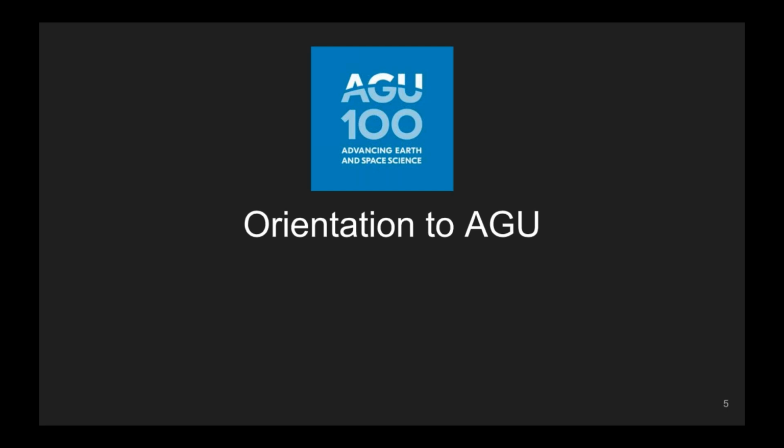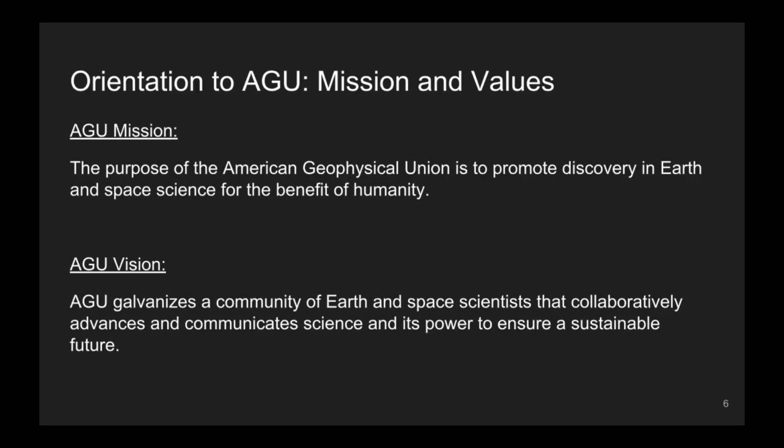And so now our first section, just to orient everyone to AGU. So to start, AGU has a set mission. The purpose of the American Geophysical Union is to promote discovery in Earth and space science for the benefit of humanity. And along with this mission is AGU's vision to galvanize a community of Earth and space scientists that collaboratively advance and communicate science and its power to ensure a sustainable future.